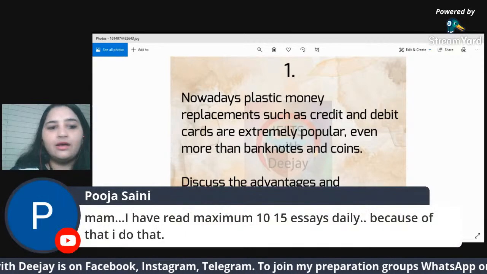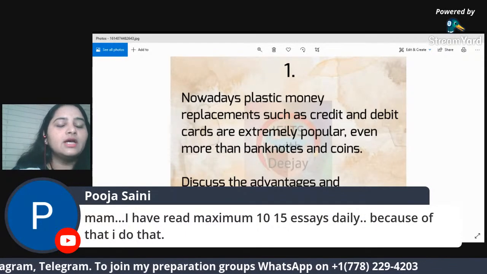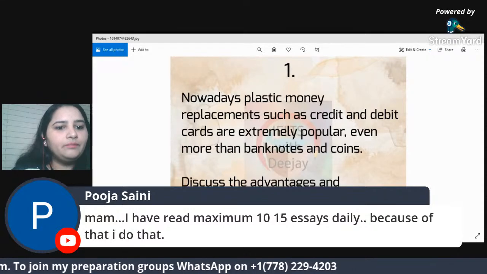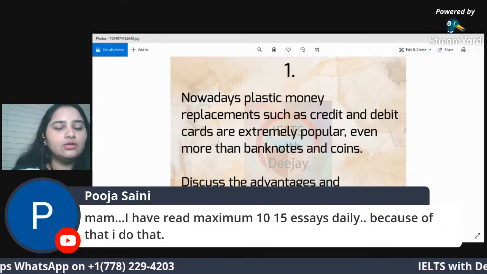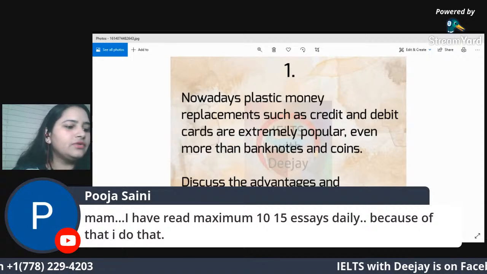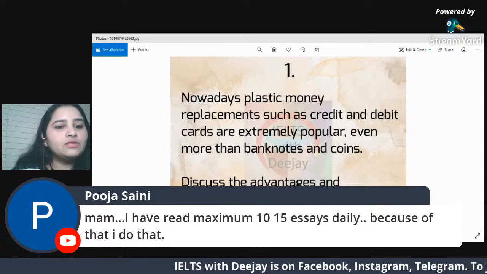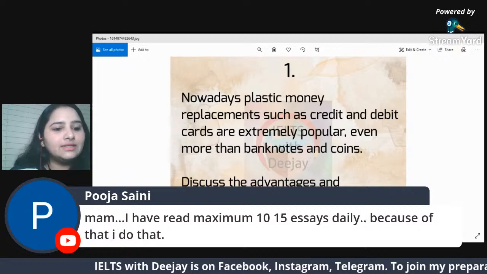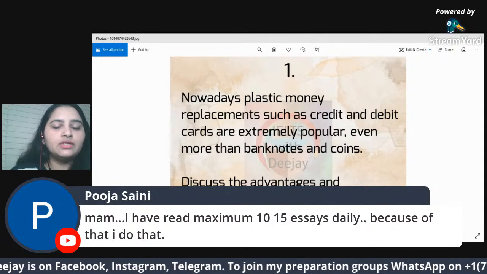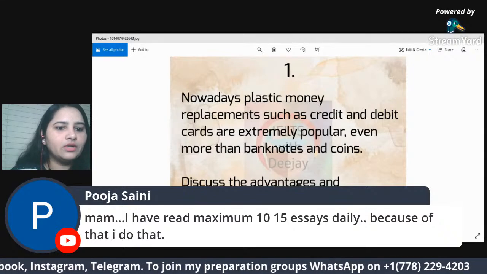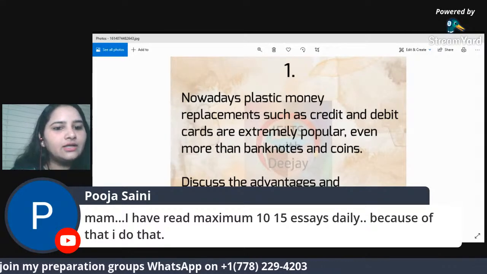I can see that. Seriously, Pooja, I can see that because you are reading 10 to 15 essays daily, and it shows. This is the reason I always tell you that you should read essays, because we get a lot of ideas. You can see how Pooja is performing, and she has told the reason as well, that she is reading essays. Try to read essays. You will get a lot of ideas. Instant ideas will be there.